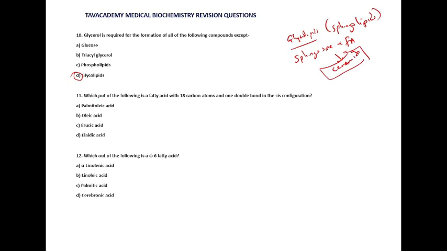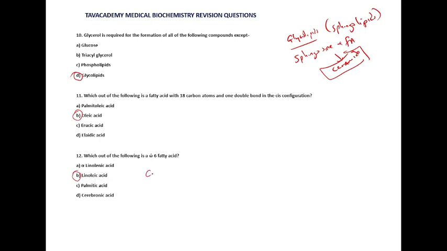Question 11. Which out of the following is a fatty acid with 18 carbon atoms and 1 double bond in the cis formation? The answer to this is oleic acid. Question 12. Which out of the following is an omega-6 fatty acid? An omega-6 fatty acid is linoleic acid. Linoleic acid is an omega-6.